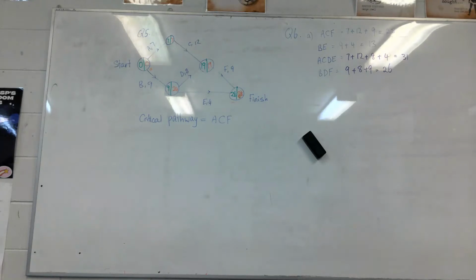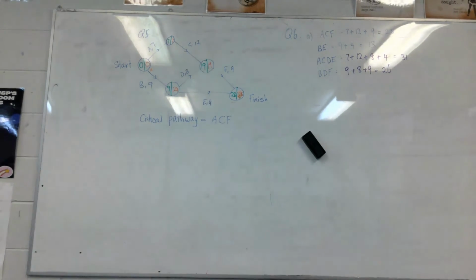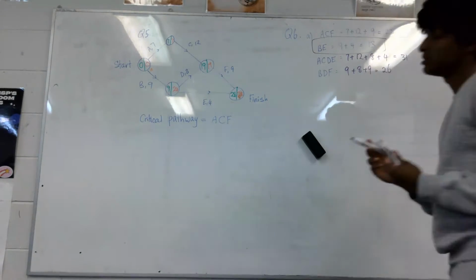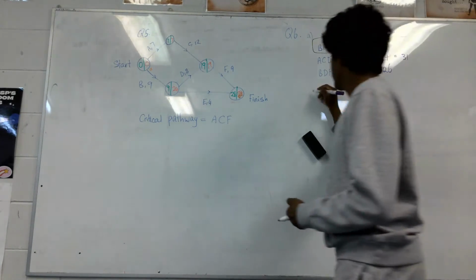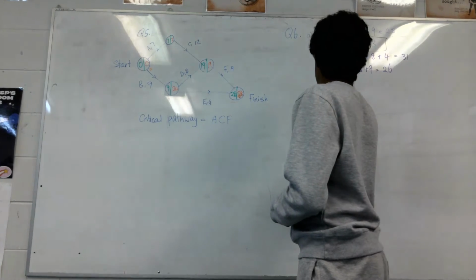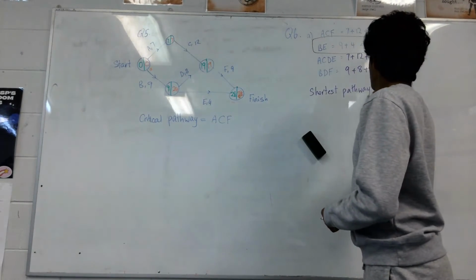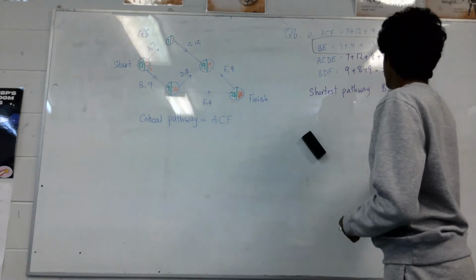Alright, once you do that, your shortest pathway is going to be the smallest number, which, if you look at it, quite obvious. Smallest number here is 13. So the shortest pathway is going to be BE.